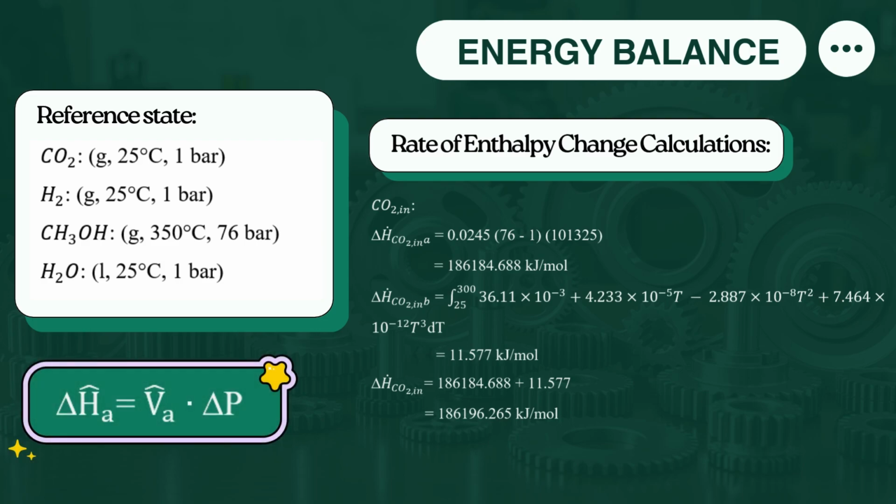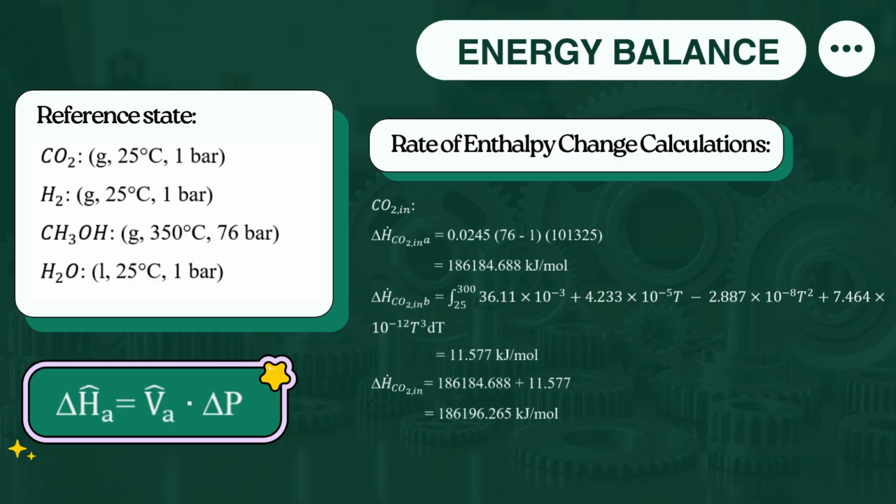As for the energy balance, the first step is to calculate the rate of enthalpy change. To do that, we need to first set our reference states. I have set the reference states for carbon dioxide as gas state, 25 degrees Celsius, 1 bar, hydrogen gas as gas state, 25 degrees Celsius at 1 bar as well. For methanol, it is gas state, 350 degrees Celsius at 76 bars. And lastly, water at liquid state, 25 degrees Celsius, 1 bar.